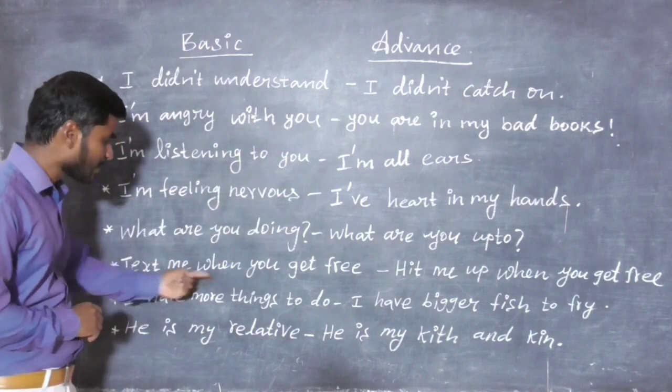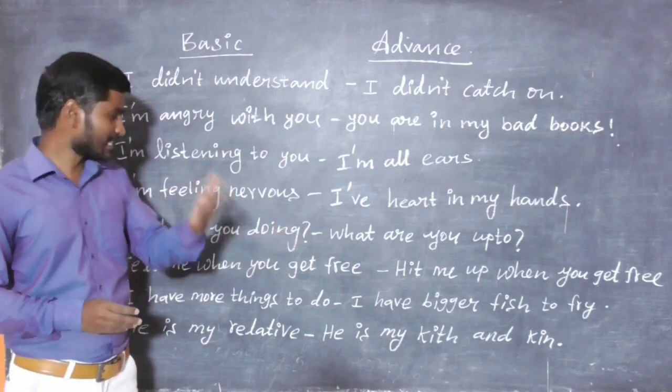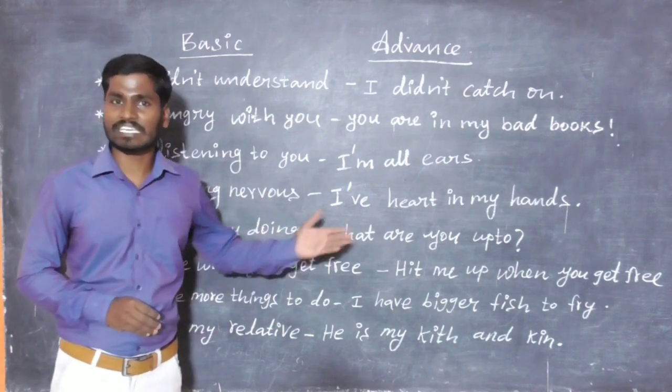And the last one, he is my relative. Instead of saying he is my relative, you can say he is my kith and kin.